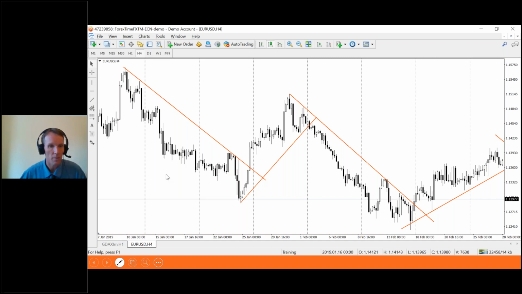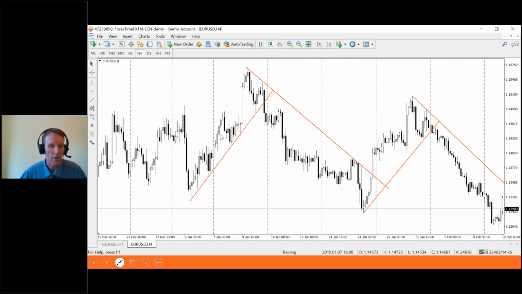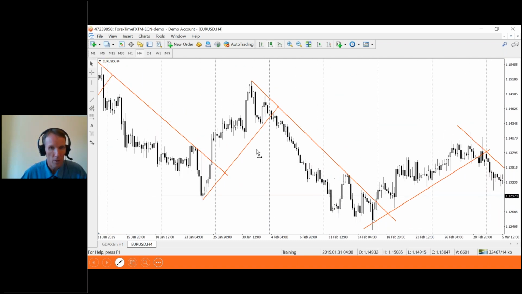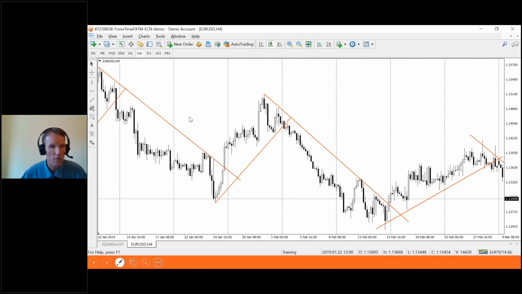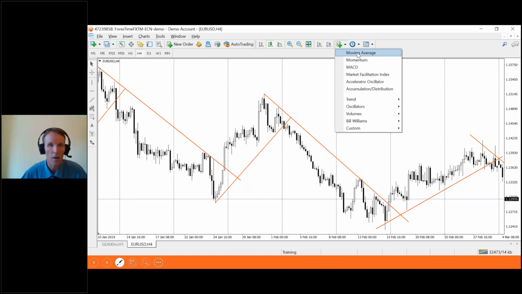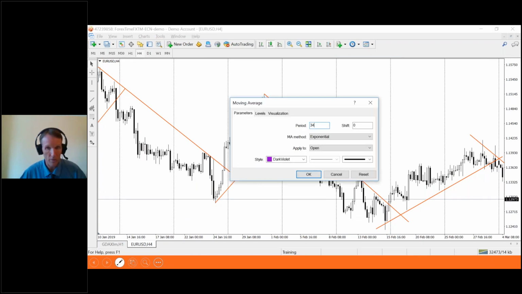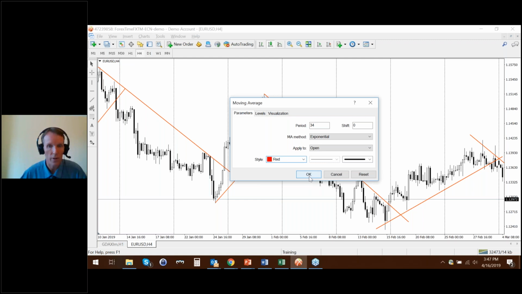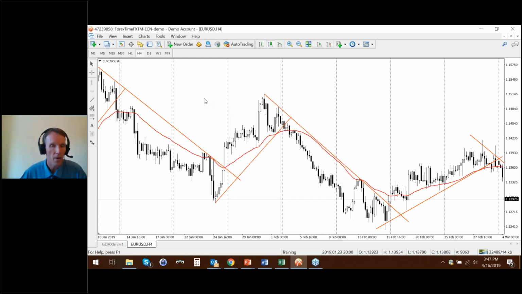The indicators are going to make it a little bit easier, but I draw this in now, and now I'm going to start putting in the stuff. Right. What do we use? If you don't know, go and check the first one. Firstly, we use the 34 moving average. So we put in a 34 moving average. You can choose any color you like. Let's use red here. That's our 34.